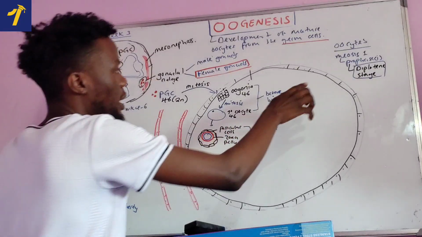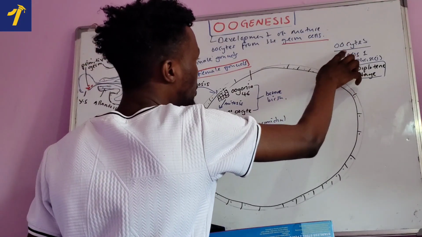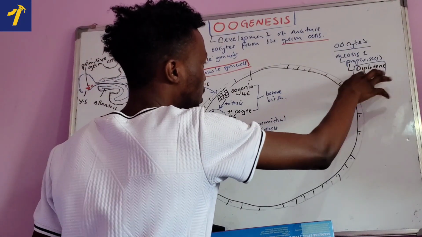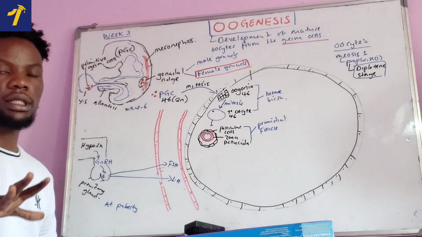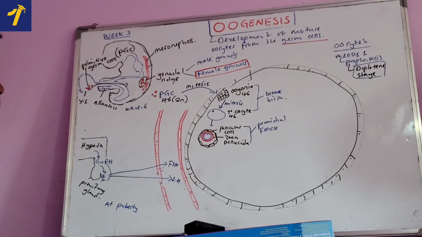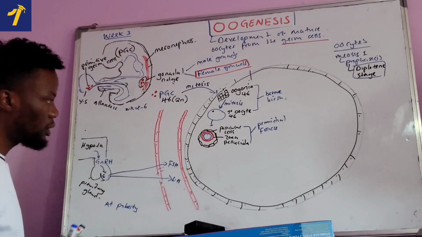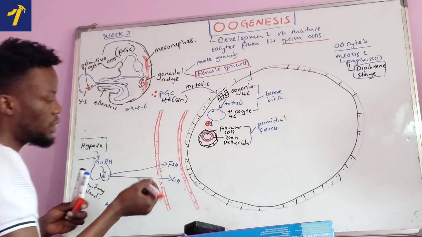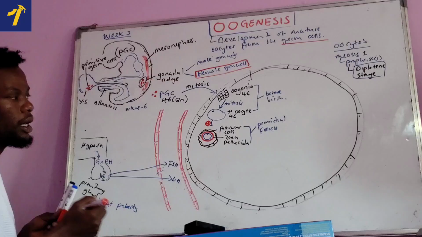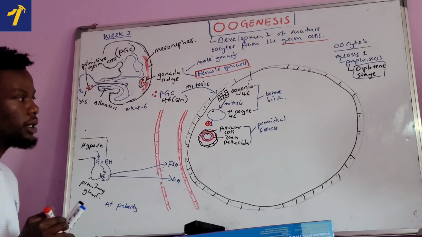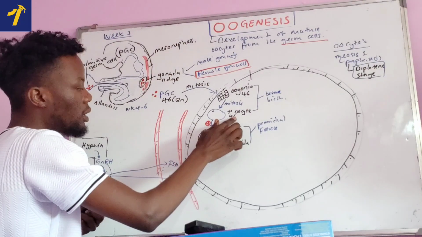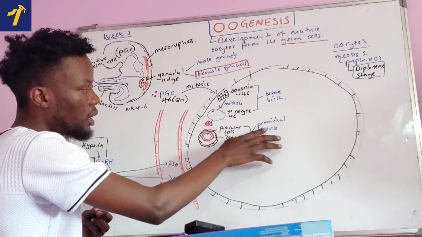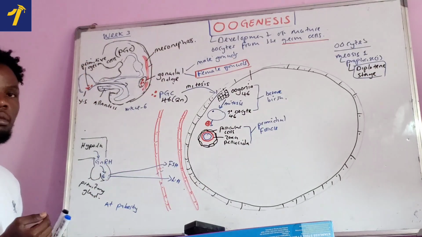Basically, the primary oocyte has just been arrested in meiosis 1, prophase 1, and that stage is what we call the diplotene stage. Alright? And what is stimulating this stage? The follicle stimulating hormone and the luteinizing hormone. These are the ones that are stimulating the oocyte to start developing into the primordial follicle. Alright?